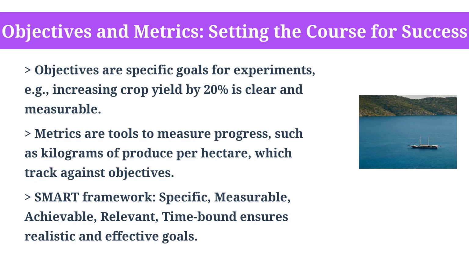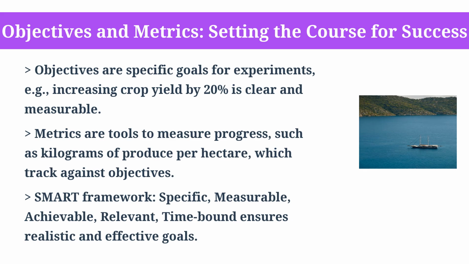Objectives are specific goals that tell us what we aim to achieve through the experiment. For example, if we're testing a new fertilizer for crop growth, our objective might be to increase yield by 20. So, it's clear and measurable, no guesswork involved. Now, metrics are the tools we use to measure progress towards those objectives. If we're measuring yield, our metric could be kilograms of produce per hectare. We track these numbers throughout the experiment to see if we're meeting our objective.